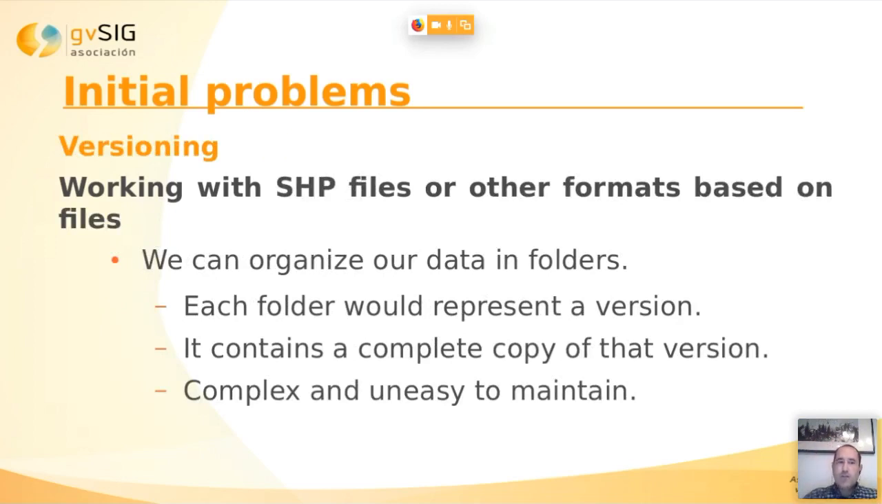About versioning, we have two options too: when we work with shape files or other similar formats, and when we work with databases. When we work with shape files, we usually organize our data in folders with different versions. We usually name the files with 1, 2, 3, etc. So it's not easy to recover a version of a geometry, an old version of a geometry. It's very difficult to maintain these options.